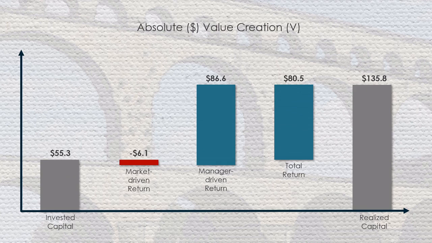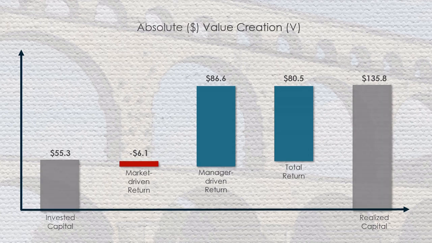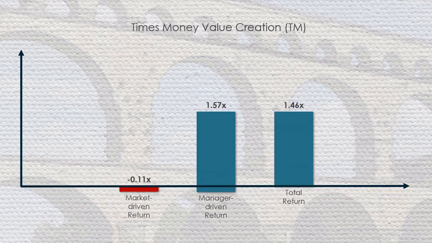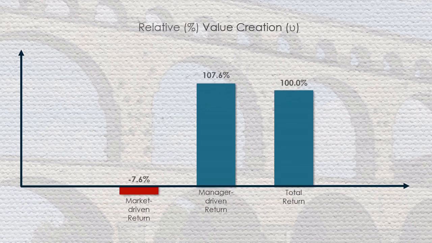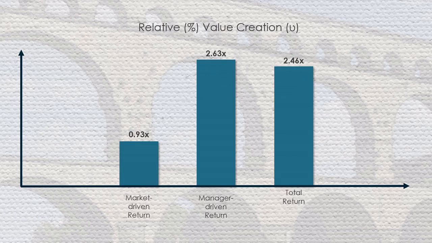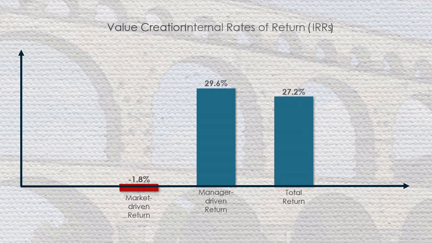And then once we get here, we can use the math on the site to convert these numbers to any of the other 4 units of equity value creation. For example, times money value creation, relative value creation, equity return multipliers, and value creation IRRs.